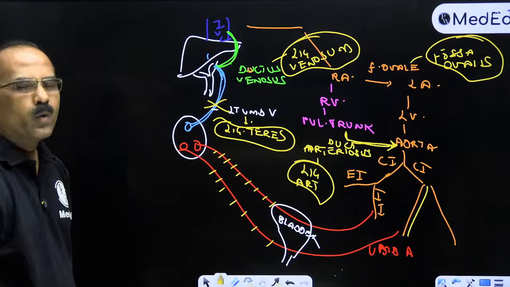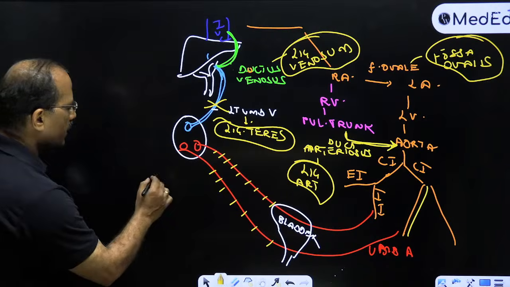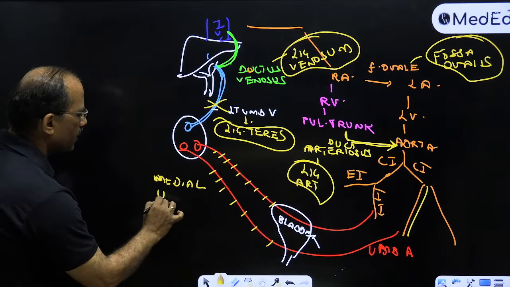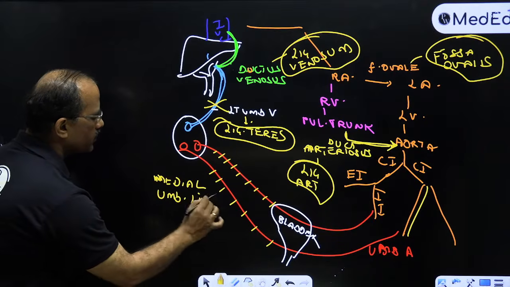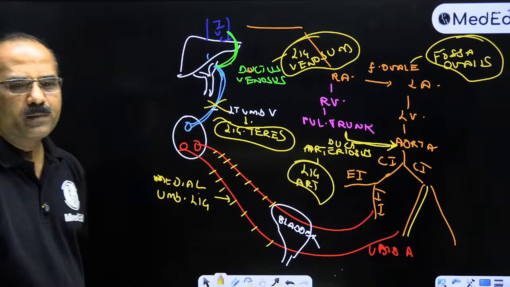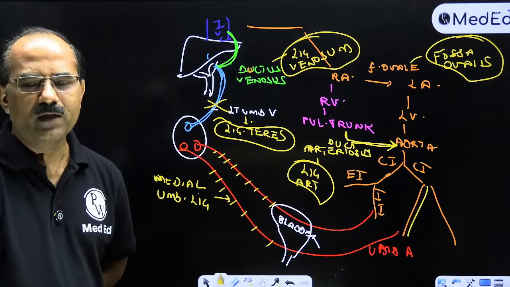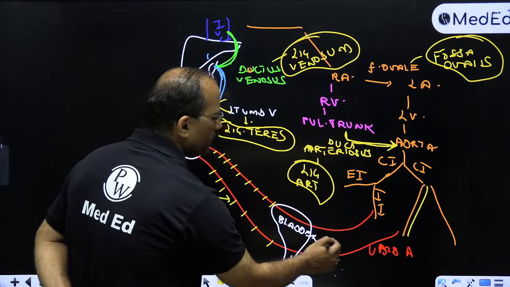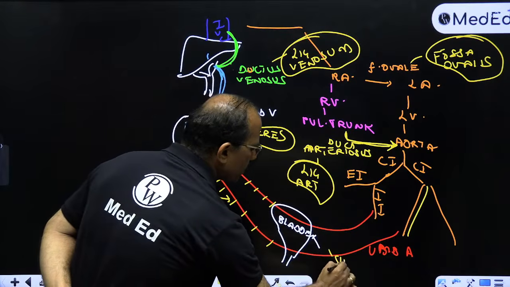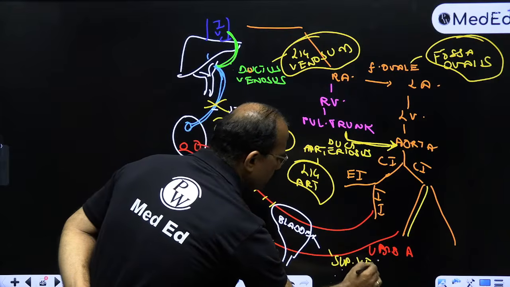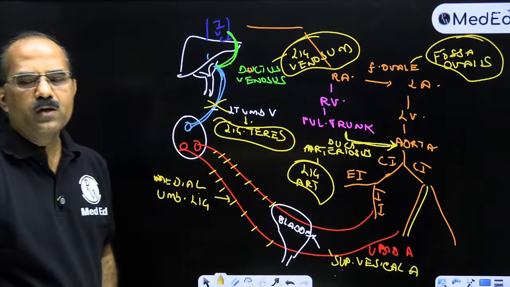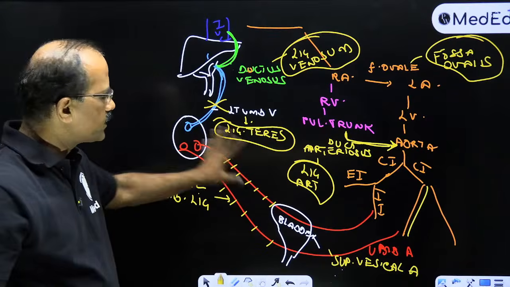This is the obliterated umbilical artery, and this is what we call as the medial umbilical ligament. So that's the obliterated umbilical artery जो बना medial umbilical ligament, and this non-obliterated part of umbilical artery becomes the superior vesical artery. Superior vesical artery. Understand? So umbilical artery का है ना दो parts बनता है.